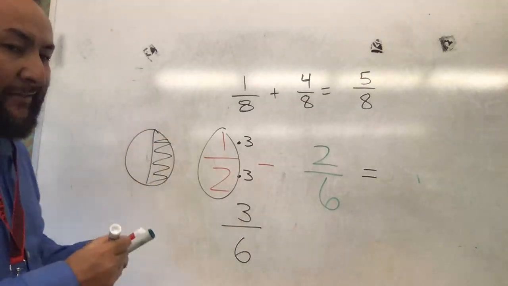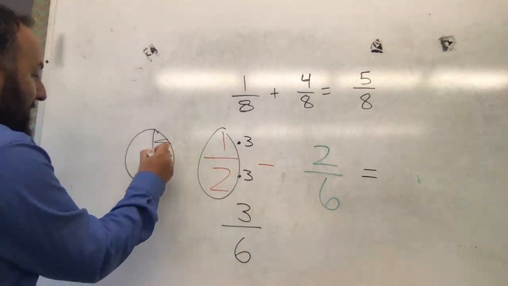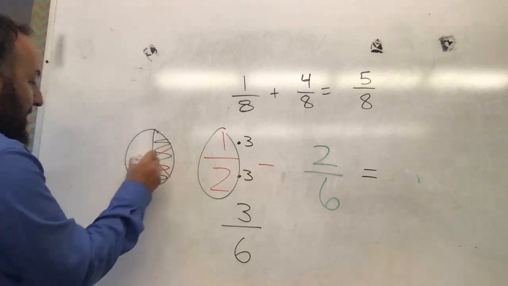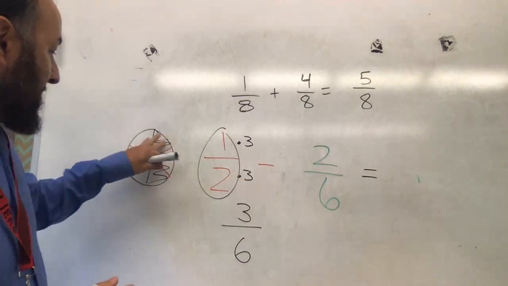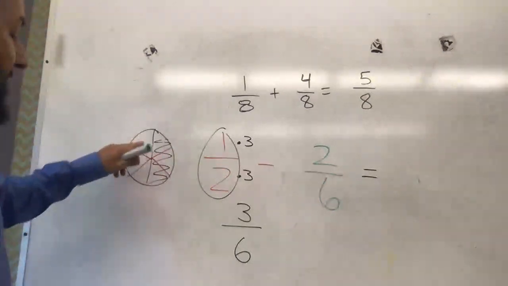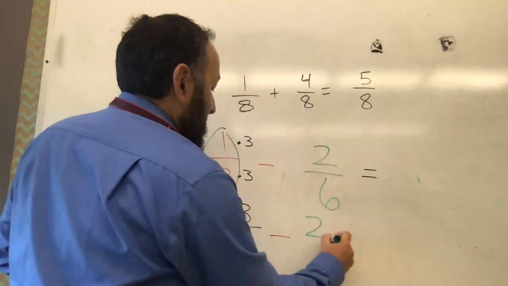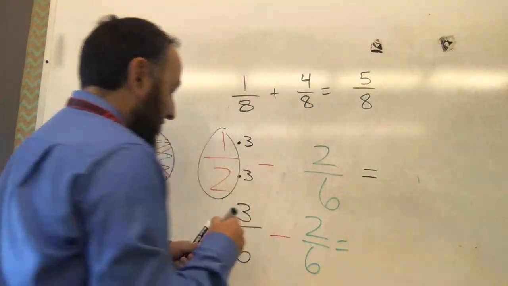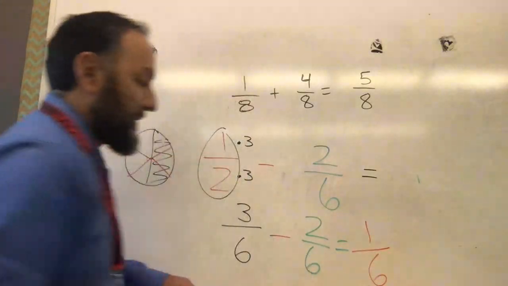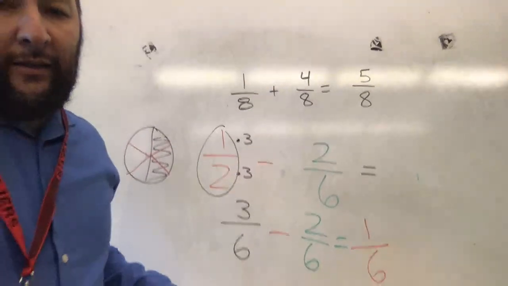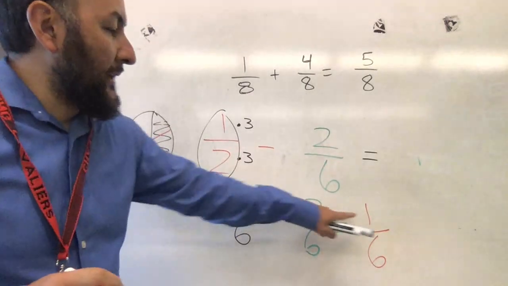Okay, there's a half, but I was like, well, I need to slice it into 6 parts so I can compare and subtract. So I just cut it differently. I didn't change how much I had. I just cut it differently. Now it's 3 out of 6. So 3/6 minus 2/6 would equal 1/6.